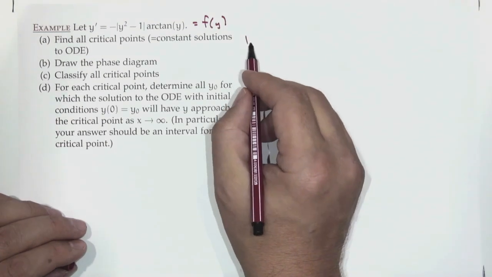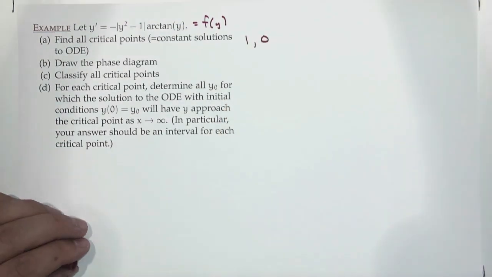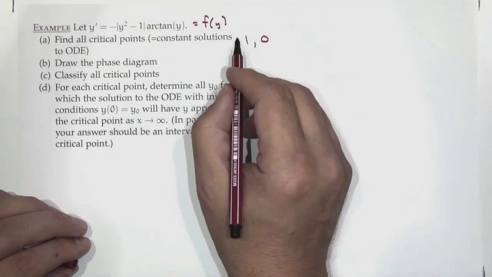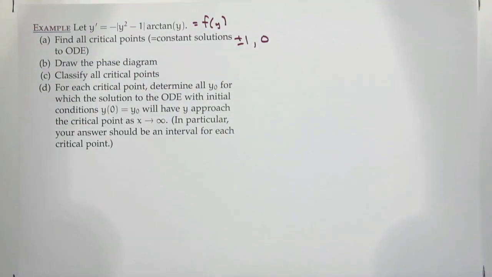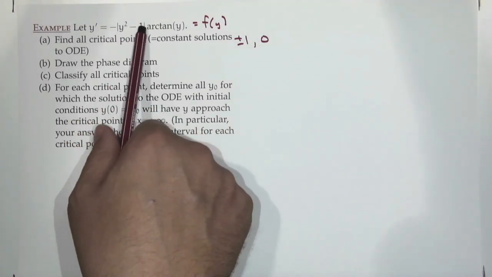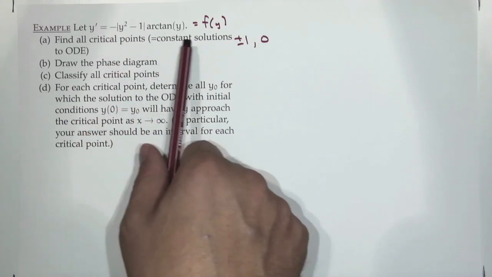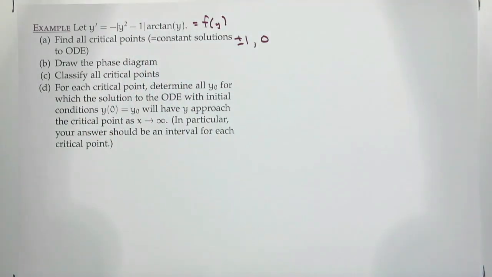People have said 1 and 0. Any others? Negative 1. Ah, right, because there's a square there. Right? Any others? Good. Those are the only ones. Okay, so those are our critical points. So the plus minus 1 is what makes the y squared minus 1 0. 0 is what makes arctangent 0.